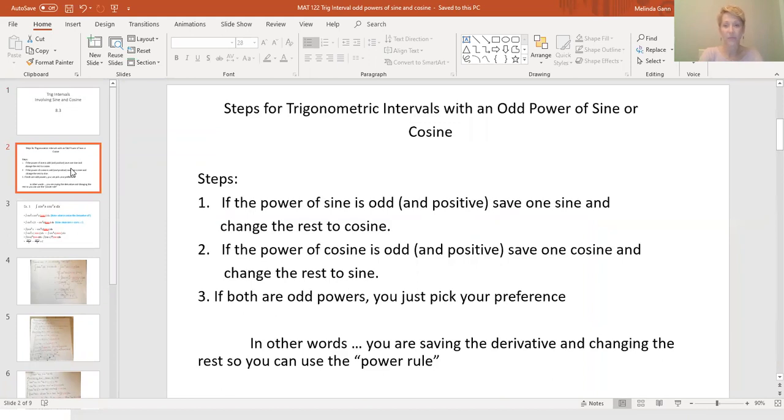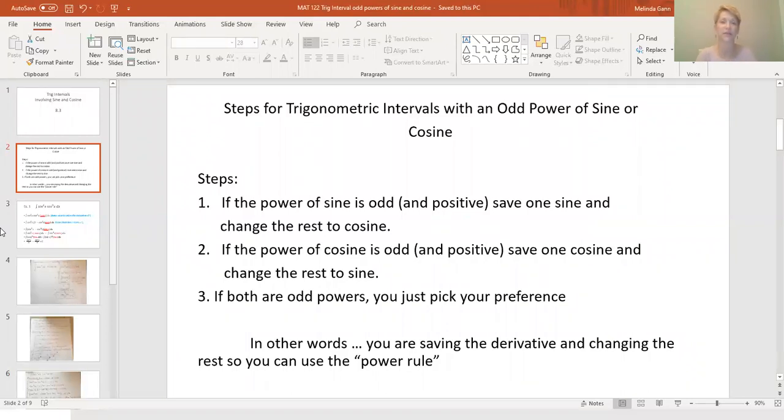So if you have an odd power of sine or an odd power of cosine or odd powers of both, then basically what you're going to do is save one of the one that you have an odd power. So look what it says. If the power of sine is odd, now it says and positive, but I think all the ones in your book are positive. But if the power of sine is odd, you're going to save one sine, and then everything else has to turn into cosines. Okay? If the power of your cosine is the one that's odd, then you save the cosine. And if you save a cosine, then everything else turns into sines.